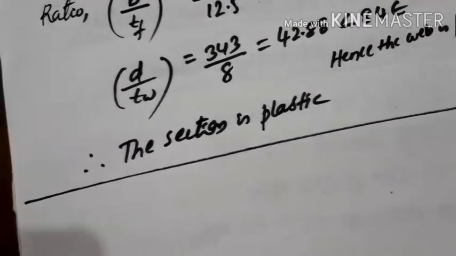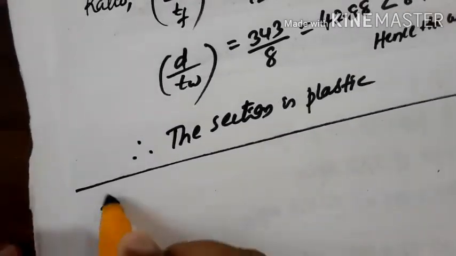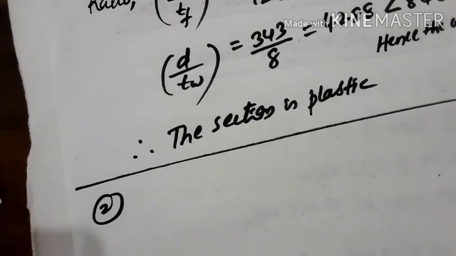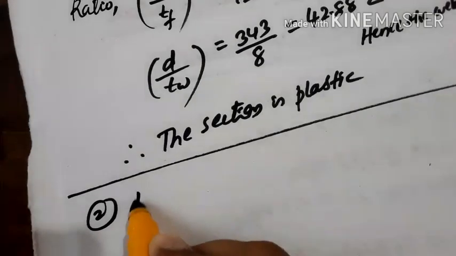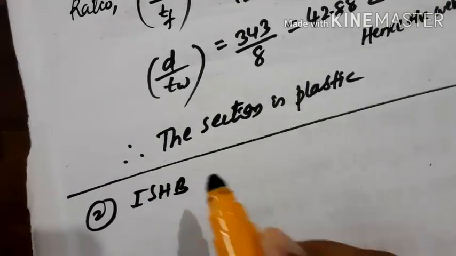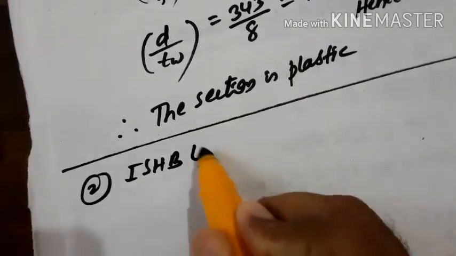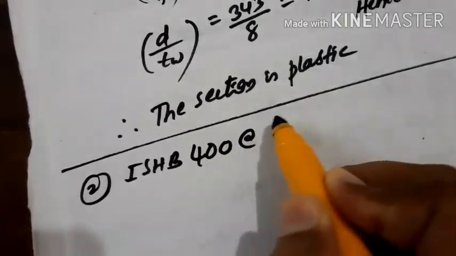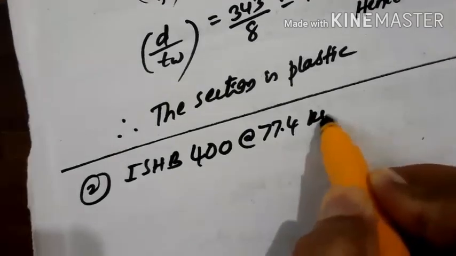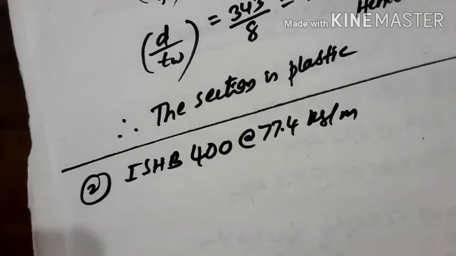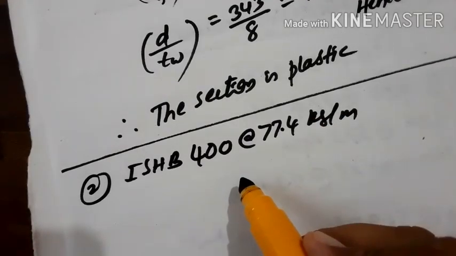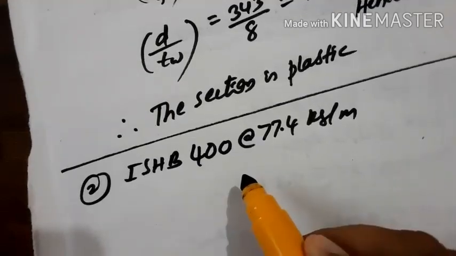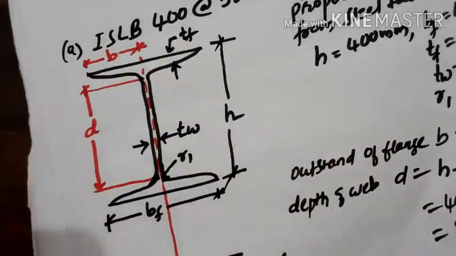Let us take one more example and see. Second one, if we take ISHB 400 at 77.4 kg per meter. So again refer to the steel table for this section. This is also an I section, the same I section only. You just take this I section and take all the properties from the steel table.